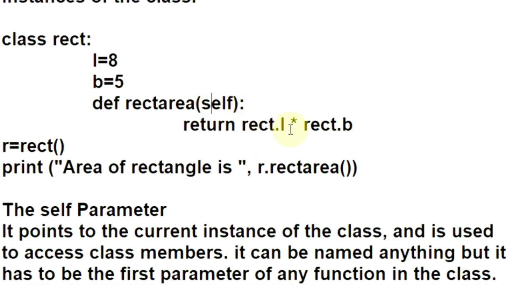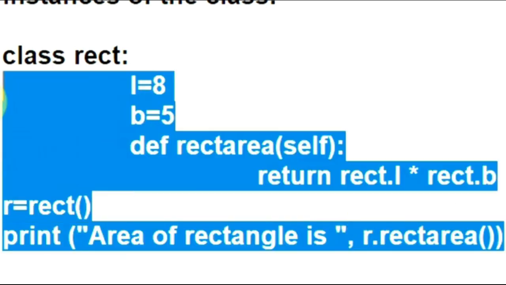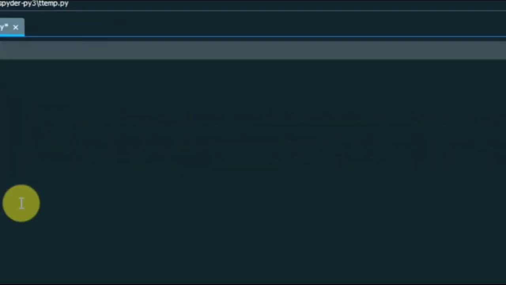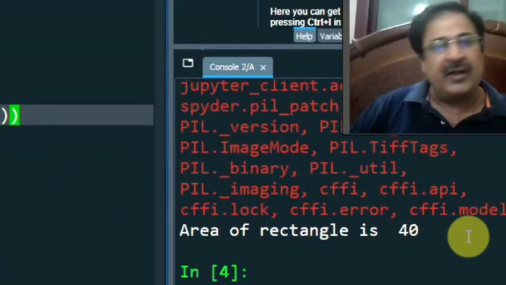Return rect.l, that is the length attribute of the rect class, that is 8, into the B attribute of rect class, that is 5. Can I write here self.l into self.b? Obviously. While running we'll see to it. Okay. So let's copy it. Area written is 40. Can you see it?